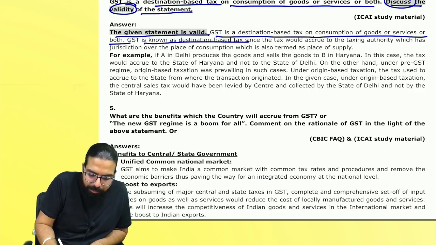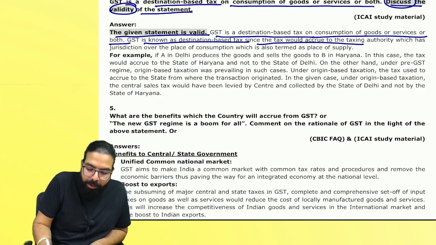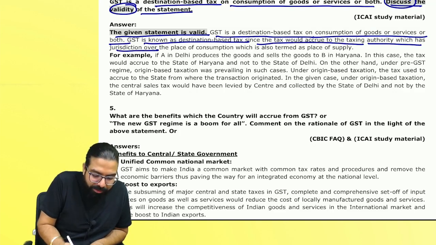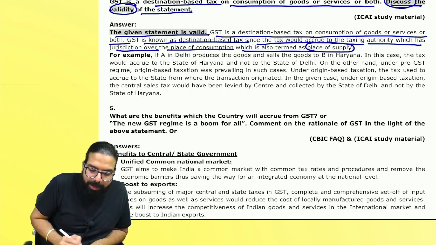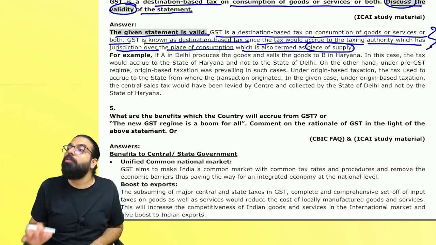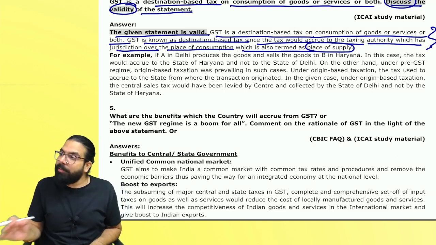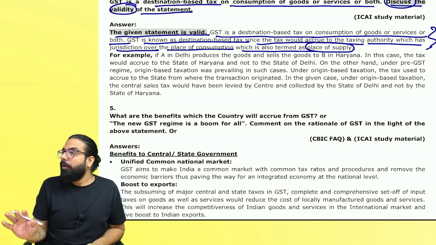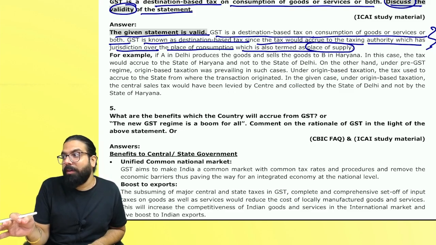GST is known as a destination-based tax since the tax would accrue to the tax authority which has jurisdiction over the place of consumption, also known as the place of supply. Keep your hand on your heart and tell me how many of you would have written this. There's no chance. Has the teacher not taught it? I've taught you. But tell me one thing.